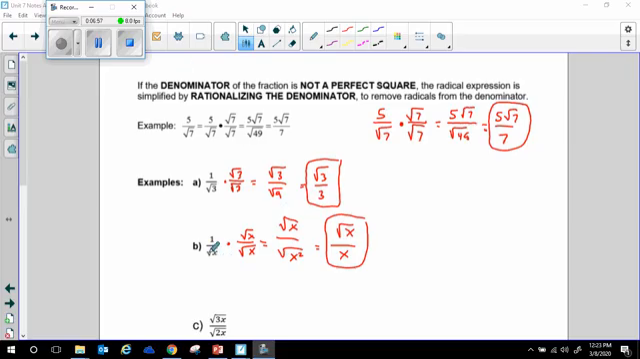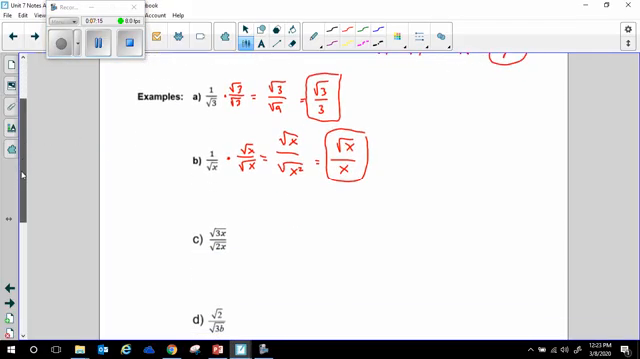Everybody should recognize that we have the square root of x in the denominator, so we have to multiply that by the square root of x, but we're going to multiply the whole thing by 1, so it's the square root of x divided by the square root of x, ending with the square root of x divided by x. All right? Everybody check out letter C, then check your work with mine.